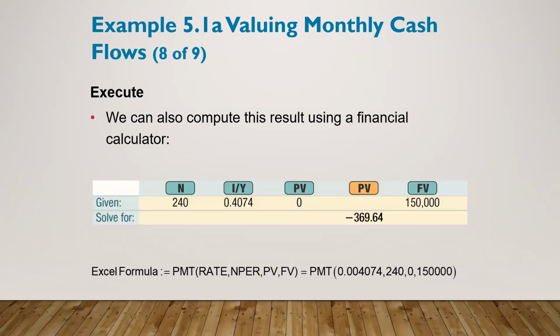We can also compute this result using a financial calculator. So in your calculator, you would press 240 for the number, and then you have the I/Y, which is the rate, at 0.4074. It will give you a total of $369.64. And at the bottom of the screen, you see the Excel formula to compute it. I prefer using Excel instead of a financial calculator.